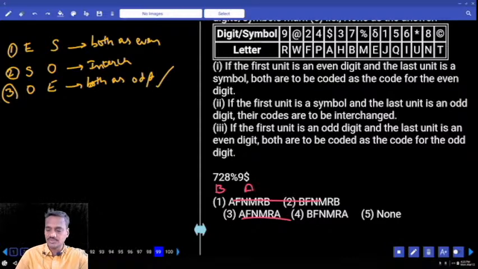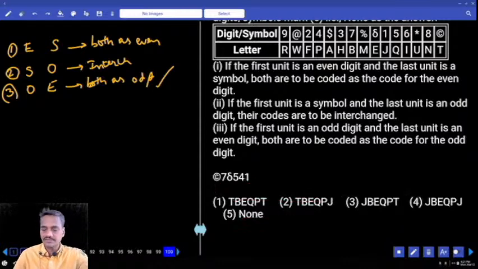Then 2 is F, and 8 is N. B, F, N, and next one percentage is M, and 9 stands for R. BFN MRA, that is the choice for question number 99.